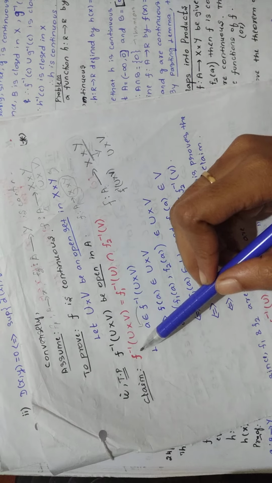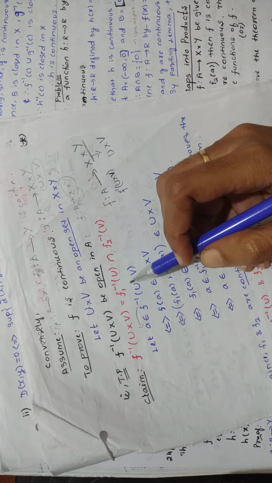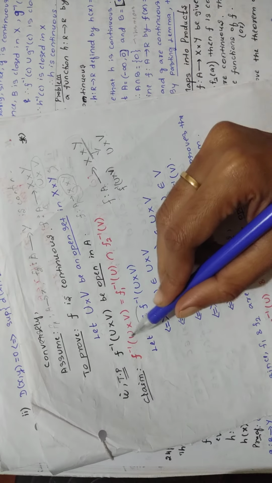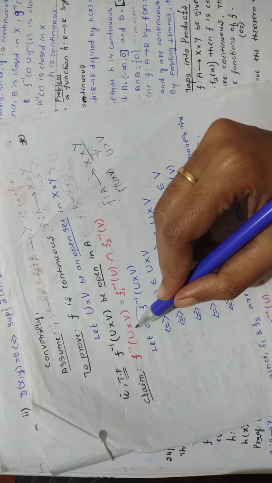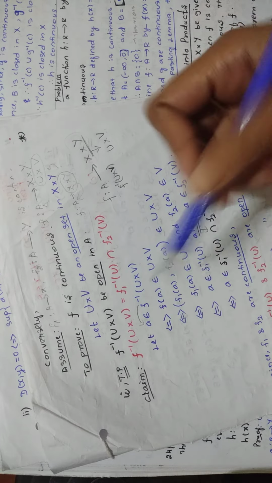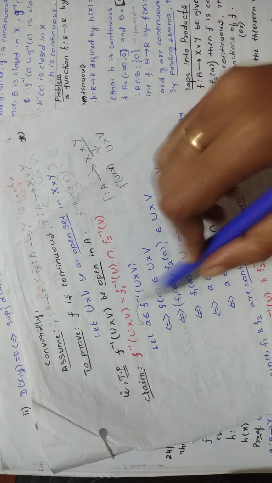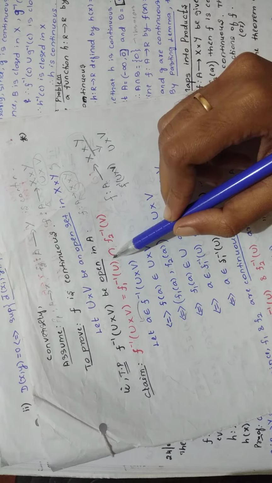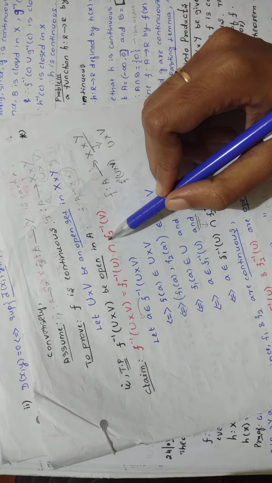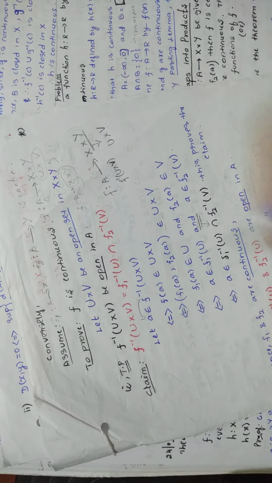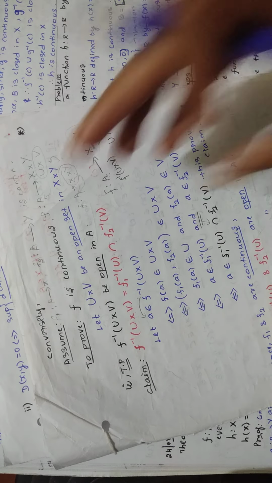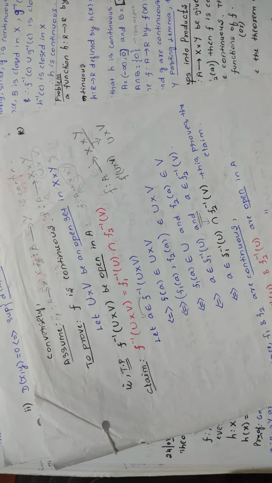So you are going to say f inverse of u cross v is equal to f1 inverse of u intersection f2 inverse of v. To prove this, you take an element from f inverse of u cross v, and at the end you will show that the same element, the element A, is in here and also in here. Then you come to know this set and this set are equal. That is the condition you are proving here.